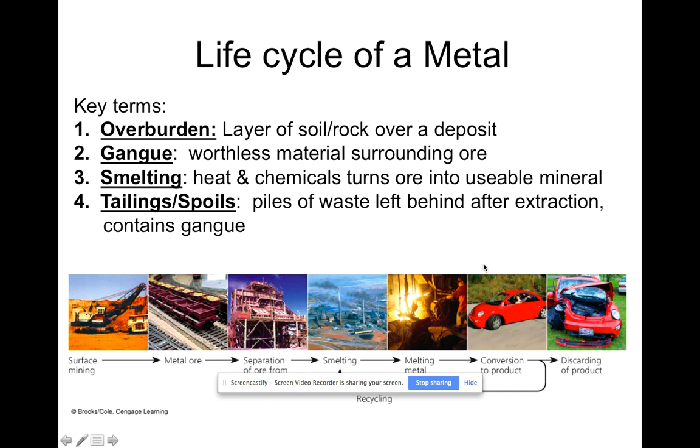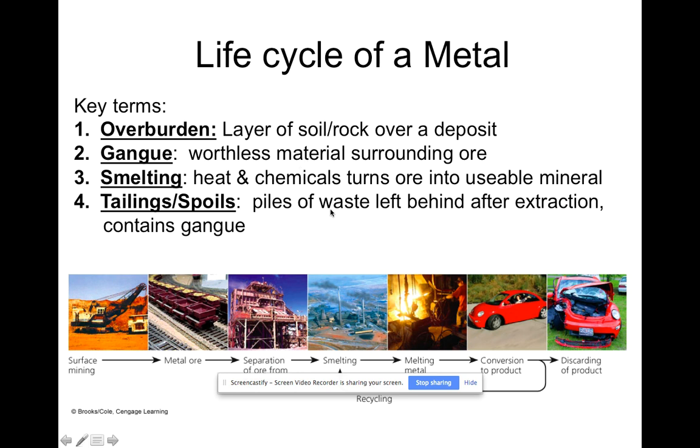So the life cycle of metal: you should remember these words from our lab. Overburden is the stuff we have to get rid of to get down into the deposit. So that's like the layer of cookie we had to get rid of for our chocolate chips. The gangue is the worthless material that's surrounding the ore. Remember, the chocolate chips were our ore. So the gangue is all the other stuff I need to get rid of.